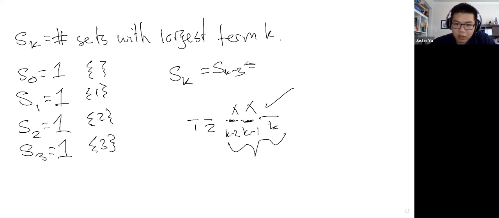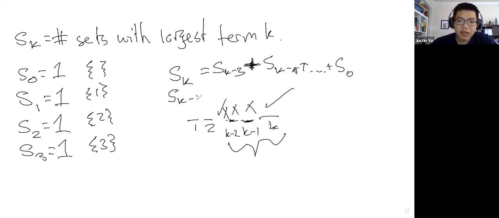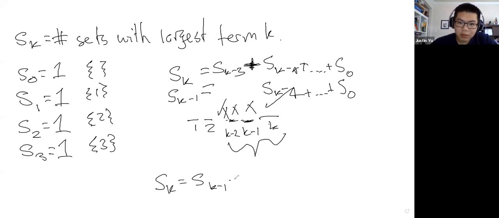k minus 4. Let's say k minus 4 is the next largest element. We have another x and then a check. That's just s of k minus 4, and all the way down to s of 0. So it turns out we have this, and this looks like a really scary recursion, but we can actually simplify it, because a trick with recursions is finding some similar parts. So if we just shift all these indices by 1, we get that these line up perfectly. s of k is equal to s of k minus 1 plus s of k minus 3.